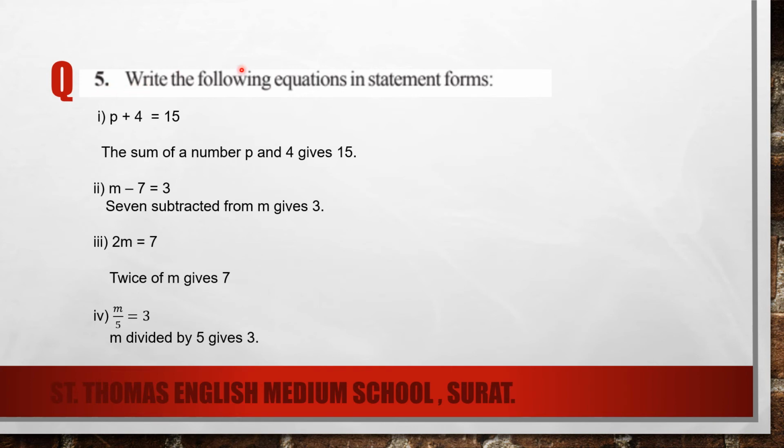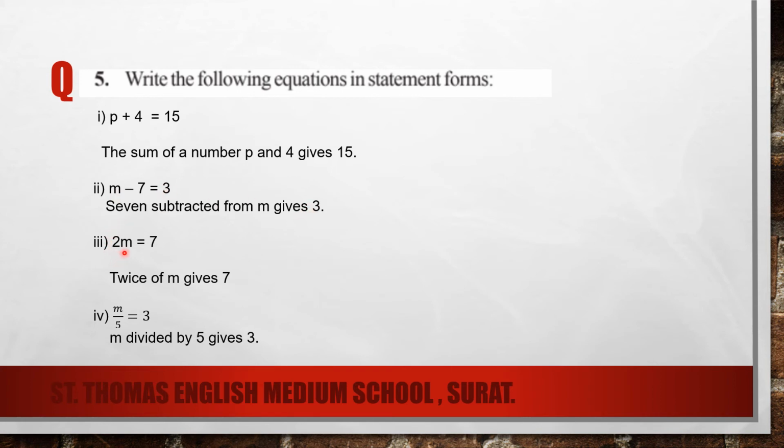Question number 5. Write the following equation in statement form. So question number 4, the statement is given, you have to write the equation. And here the equation is given, you have to write the statement form. First one, p plus 4 is equal to 15. What have we done here? Addition, that means sum. So what can we write? The sum of a number p and 4 gives 15. Okay. The next one, m minus 7 is equal to 3. So how to write? 7 subtracted from the number m gives 3.